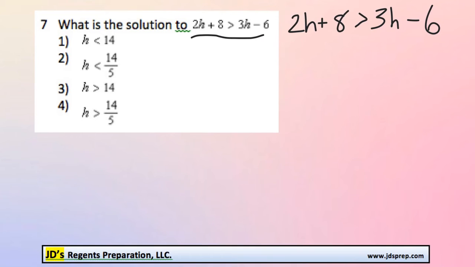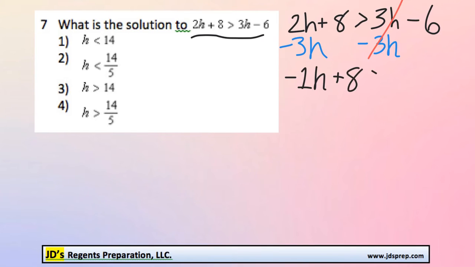Now what we need to do is try to get all the h terms together on one side and all the constants on the other side. To do that, you could subtract 2h or you could subtract 3h. Let's get rid of 3h so that our variable is on the left-hand side. So we're going to take away 3h, and that's going to cause those to cancel out. 2h minus 3h gets us negative 1h.